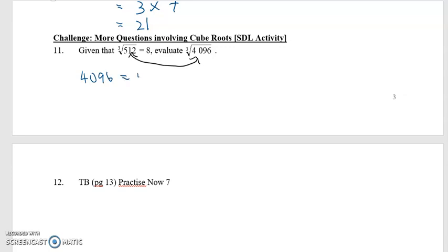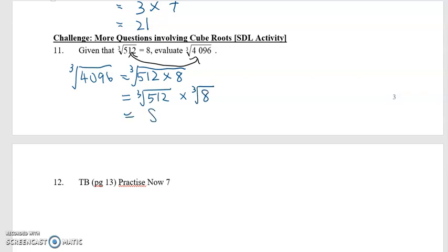If you try your calculations, we actually get that 4096 is 512 multiplied by 8. I take 4096, the bigger number, and divide by 512, and I get 8. So when I take the cube root of 4096, it is the cube root of this whole thing, 512 times 8. Then I use the special property and break it into the cube root of 512 and the cube root of 8. I know that the cube root of 512 is 8.